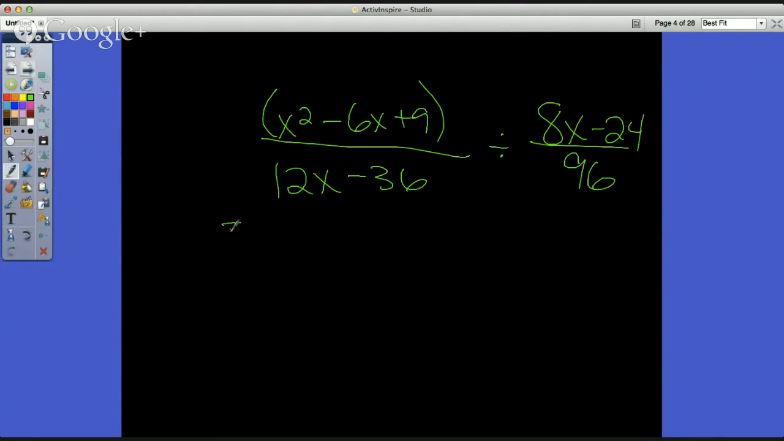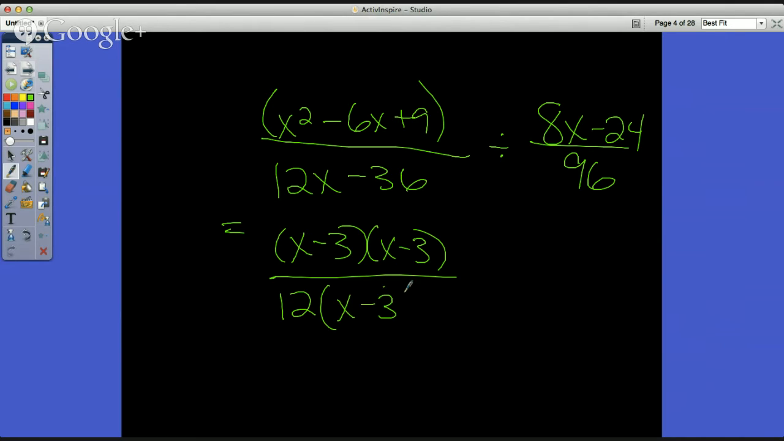Now with this one, first step, factor out completely. So on the top left, how could I factor that one out? Good, x minus 3. What about the bottom? Good, 12 times x minus 3. When I flip the right side, what do I get? Over, and we could factor that too. Yeah, 8 times x minus 3.